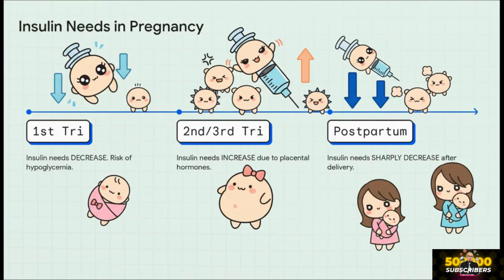In the first trimester, and this is the tricky part, insulin needs actually go down, which puts mom at risk for hypoglycemia. But then, bam, second and third trimesters hit, and those placental hormones create insulin resistance, so their needs shoot way up. And then, as soon as the baby's born, that placenta is gone, and insulin needs just plummet. You have to know this up, down, down pattern.